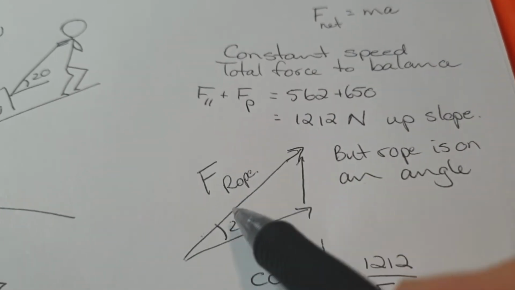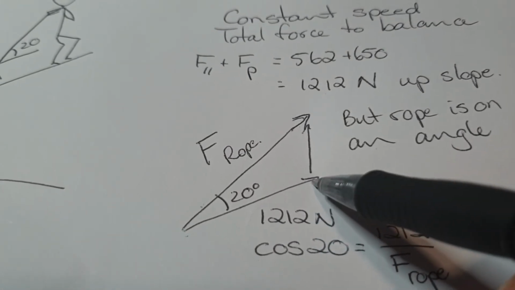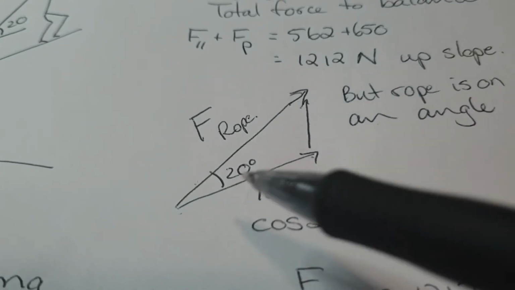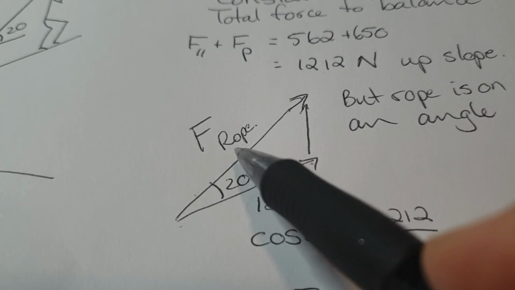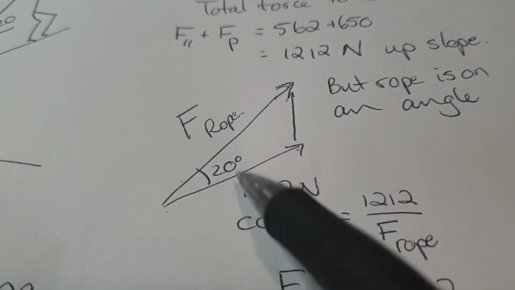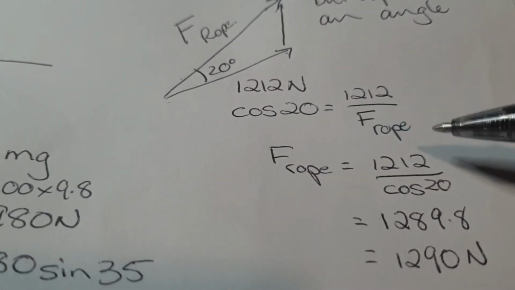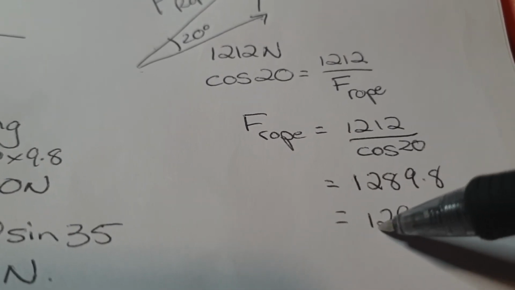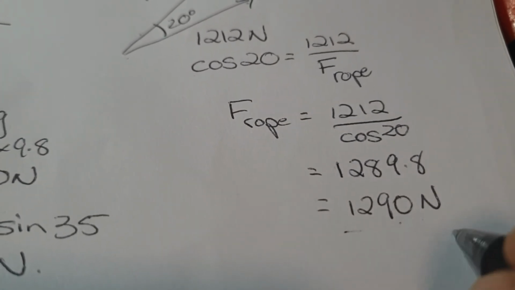That 1,212 is this component here. We've got to reverse engineer that to work out what force he's pulling on the rope at. So the old sine, no, cos, adjacent over hypotenuse. So the cos of 20 is going to be the adjacent side divided by the hypotenuse. The old swapperoonie. So he's actually pulling on that rope with a force of 1,290 newtons. And that's the answer.